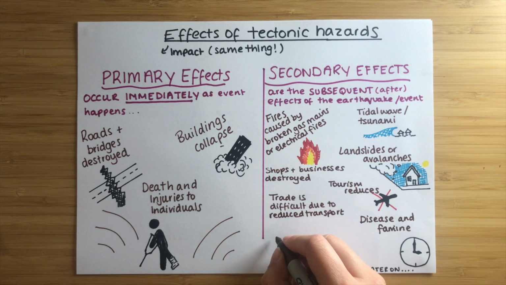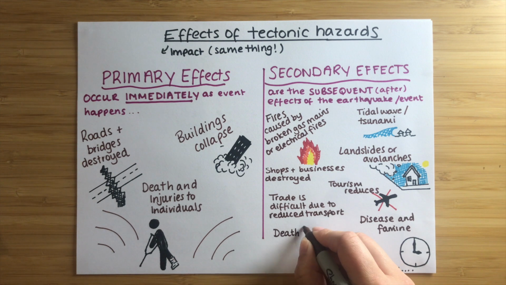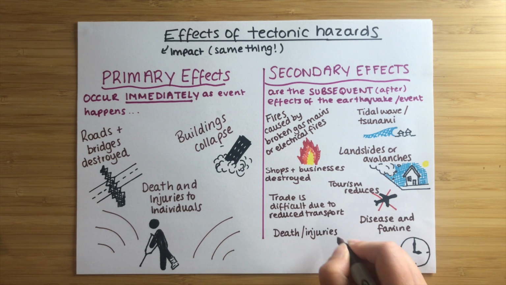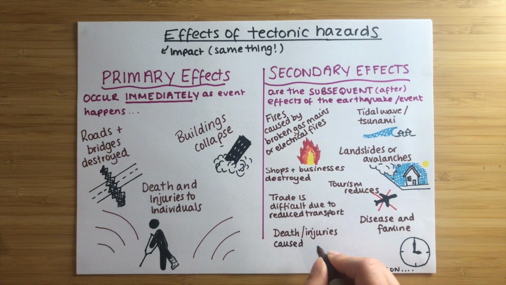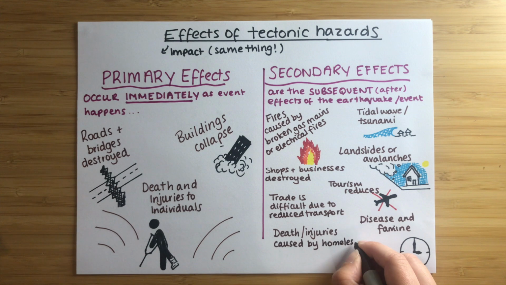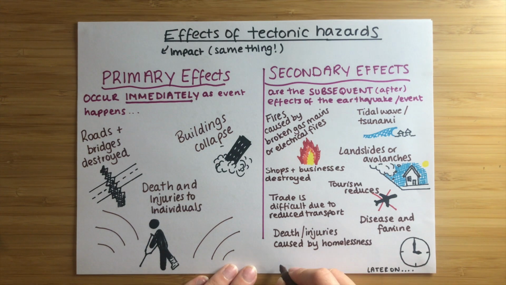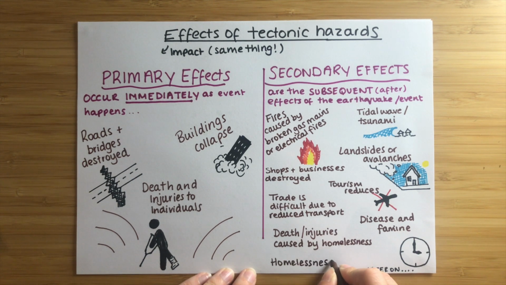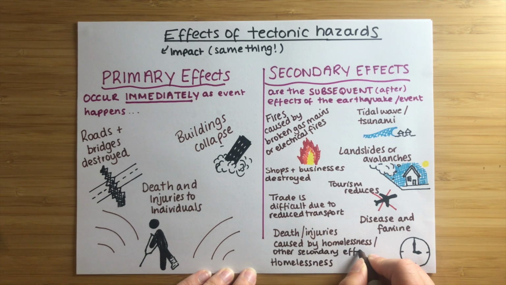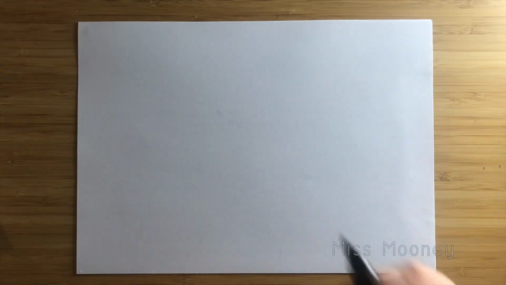Death and injuries can also be classified as secondary effect, and this is if it occurs after the main event. So if they are injured by the fires or perhaps by the landslide or the avalanche or tsunami, this can also be mental health related, so people that are traumatized after the event. And finally, homelessness is a very common secondary effect of a tectonic hazard. When people's homes are destroyed, buildings are collapsed, people don't have anywhere to live.